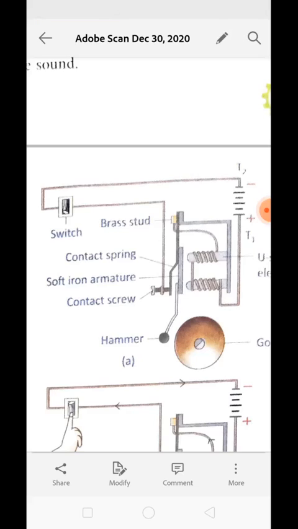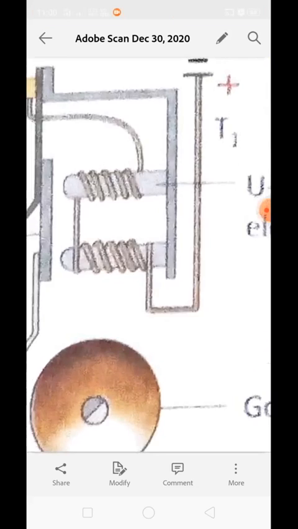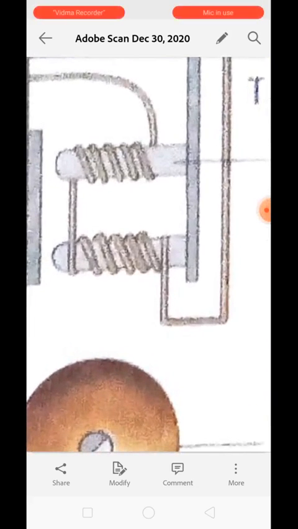First we have to talk about the very important part of the electric bell, that is a U-shaped magnet. It is the U-shaped electromagnet. It is not a simple magnet. It is an electromagnet. It means the magnetic property of this U-shaped electromagnet can be controlled by us by switching the current on and by switching it off.